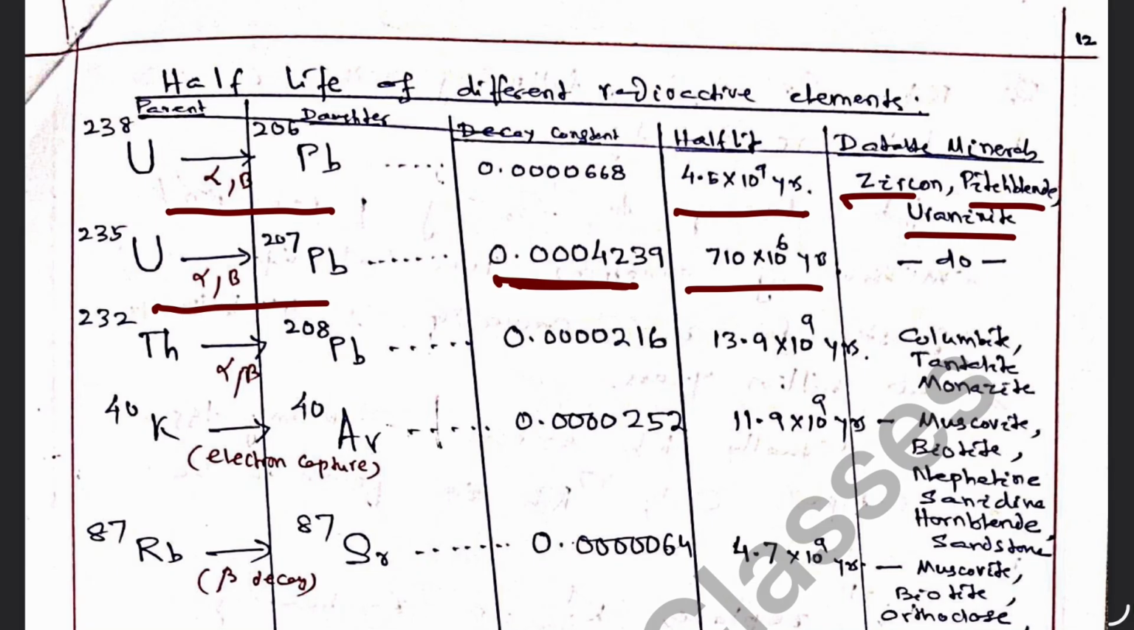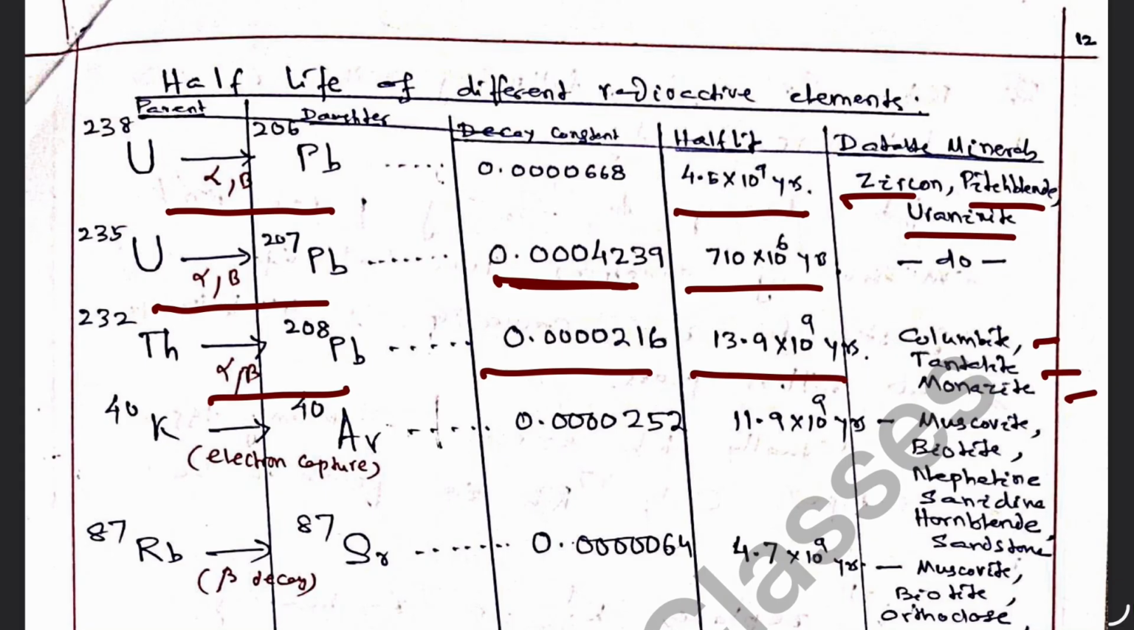Similarly, we have thorium-232, which converts to Pb-208 through alpha and beta radiations, and its decay constant is 0.000216. Its half-life period is 13.9 × 10^9 years. It is found in columbite, tantalite, monazite. These are the minerals through which we find the presence of thorium and Pb.